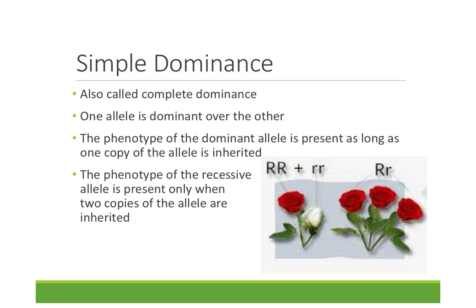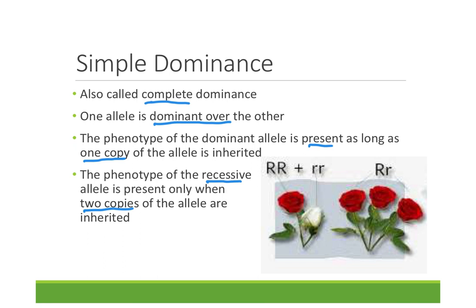So we've talked about simple dominance in the first video. Another word for simple dominance is complete dominance because one allele completely dominates the other. The phenotype, whatever particular version of the trait that is determined by the dominant allele, is present as long as you have just one copy of that allele. But the phenotype of the recessive allele is present only when there are two copies that have been inherited.